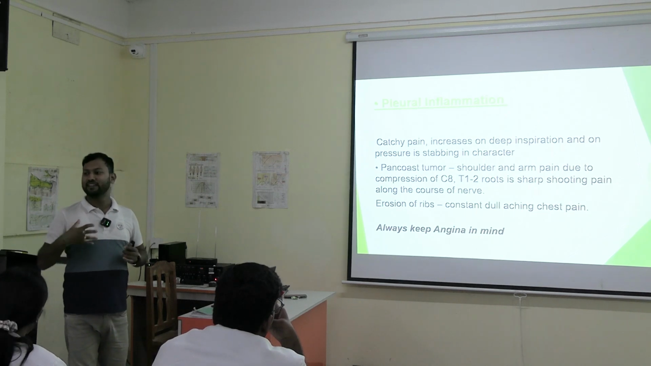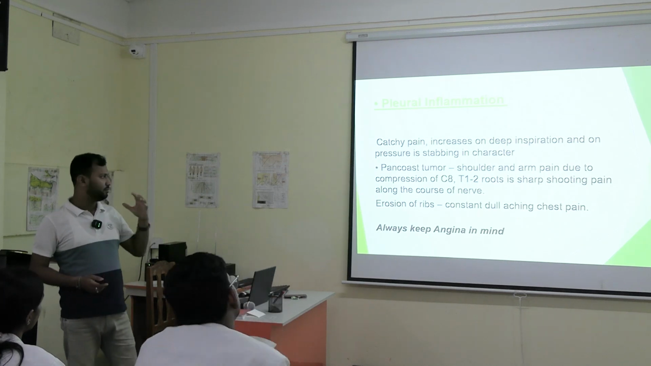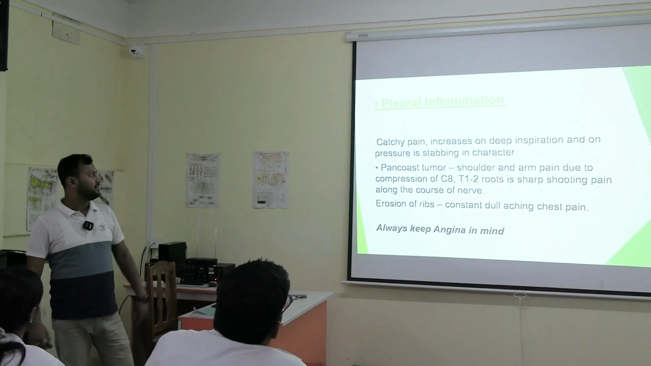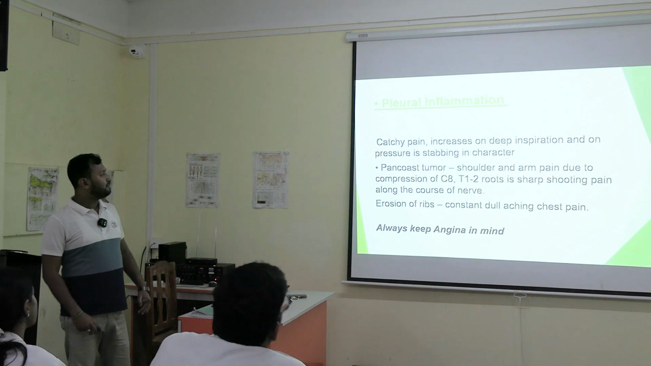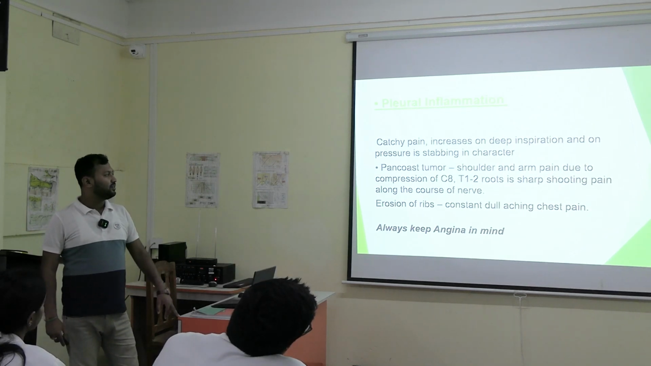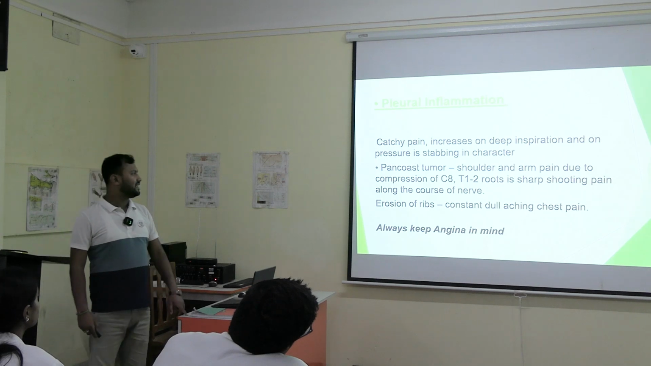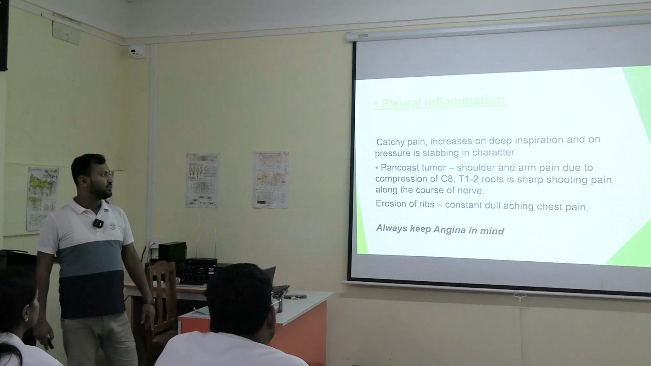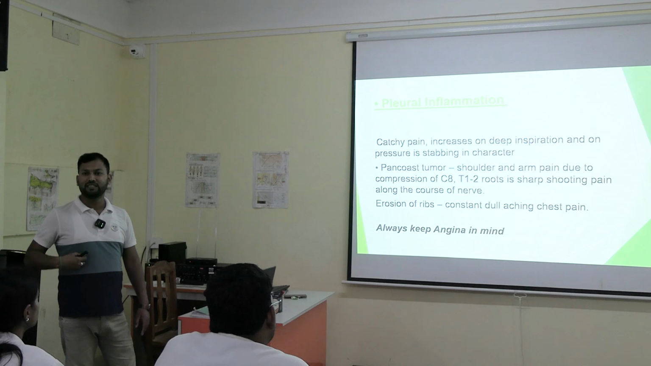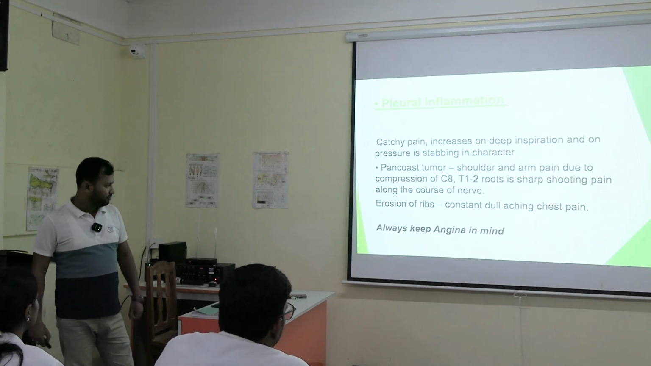Catchy pain means suddenly you have to stop, you cannot breathe any further. So that is called catchy pain. There is so much pain. Then this may be caused due to Pancoast tumor. It will cause shoulder and arm pain due to compression of C8 and T1 and T2 roots. It is a sharp shooting pain. Then there might be erosion of the ribs. So that might cause a constant dull aching pain.